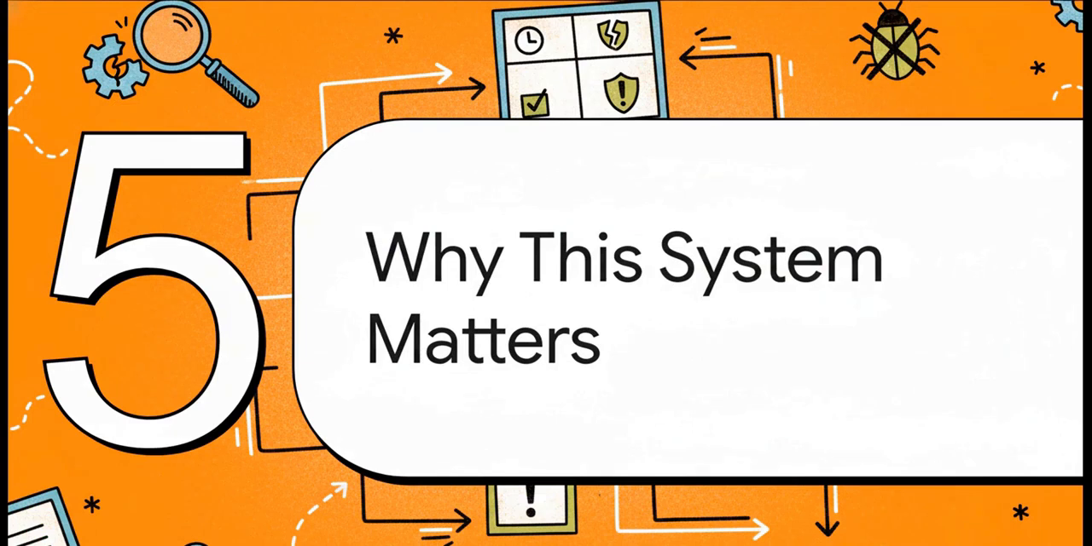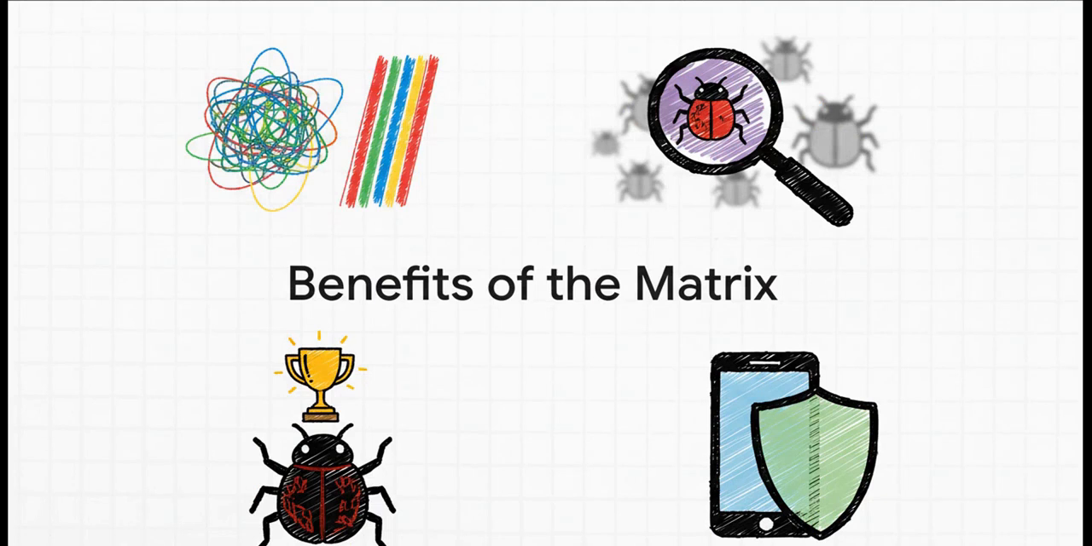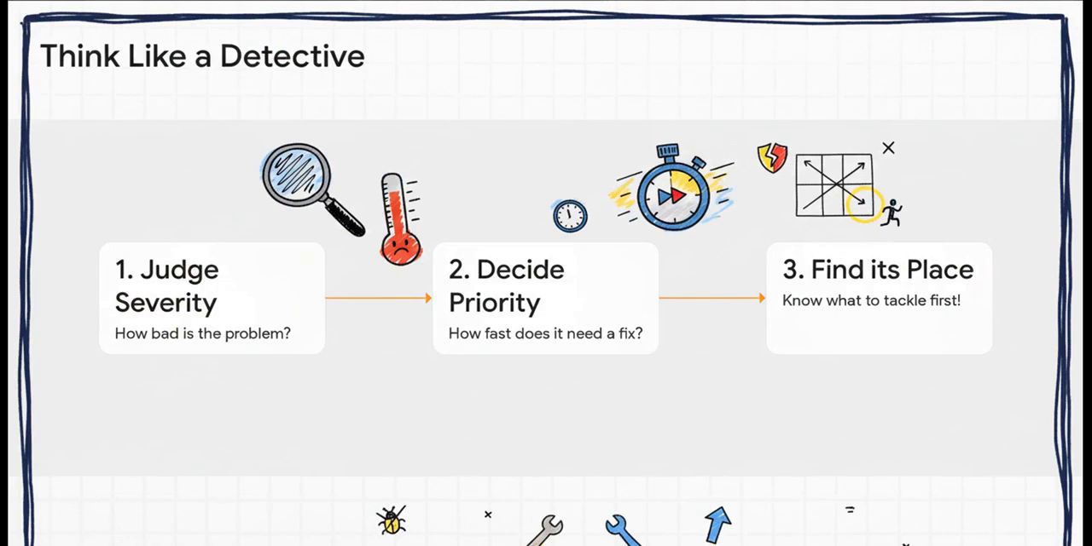So you might be wondering, why go through all this trouble? Why not just fix bugs in the order they show up? Well, this system, this little matrix, it's literally what separates a messy, chaotic app from a smooth, stable one that you actually enjoy using. I mean, think about it. It brings order to complete chaos. It makes a development team focus their precious time on what truly matters most. This ensures that the biggest, ugliest problems get squashed first. And what does that mean for you? It means you get a better, more stable app. And really, that's the whole secret.